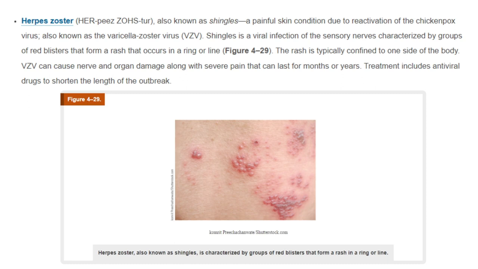Herpes zoster, also known as shingles, is a painful skin condition due to reactivation of the chickenpox virus, also known as the varicella zoster virus, VZV. Shingles is a viral infection of the sensory nerves characterized by groups of red blisters that form a rash that occurs in a ring or line, figure 4.29. The rash is typically confined to one side of the body. VZV can cause nerve and organ damage along with severe pain that can last for months or years. Treatment includes antiviral drugs to shorten the length of the outbreak.